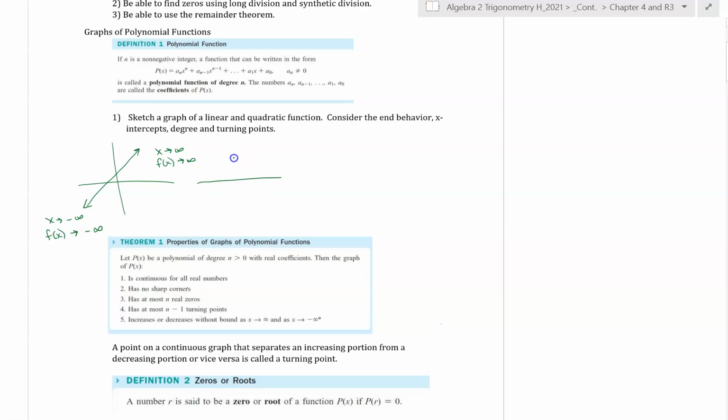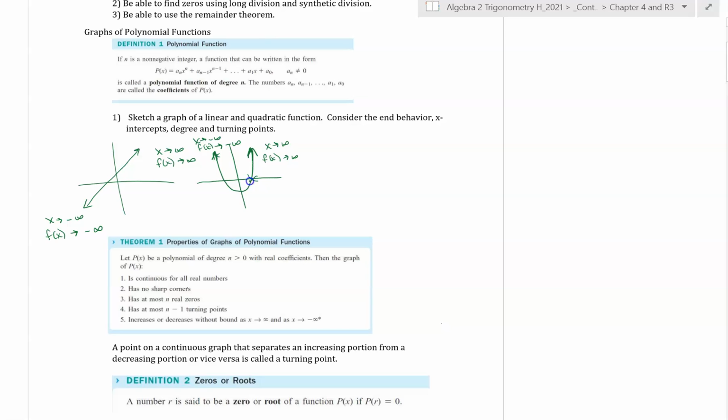Also, let's consider a quadratic function. Let's say we have something like this going on. Notice that as x approaches infinity, the y value, f of x, approaches infinity. As x approaches negative infinity, the y value, f of x, approaches negative infinity. So again, I'm looking at the ends of the graph.